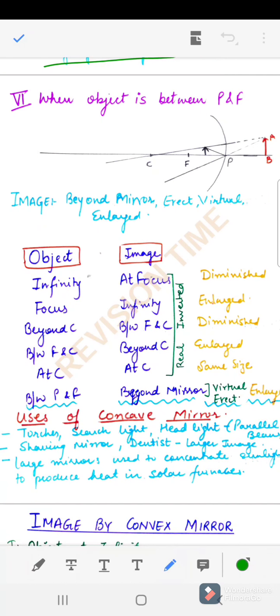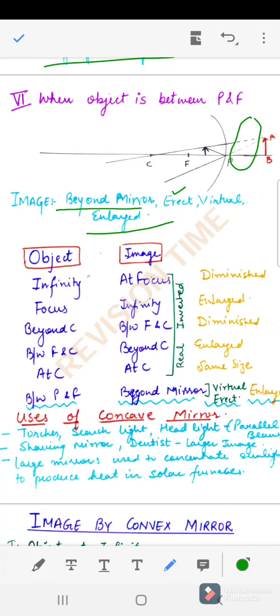When the object is between the pole and the focus, then the image will be beyond the mirror. If it is beyond the mirror, it will be erect and virtual, because here the rays are appearing to meet, they are not actually meeting. That is why we have shown it here with dotted lines, right? So it will also be enlarged.